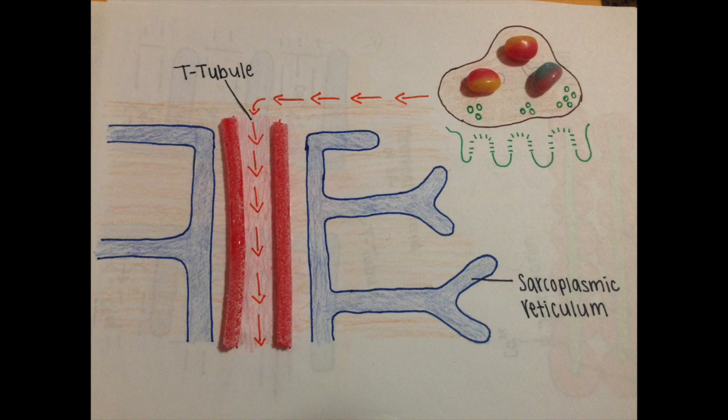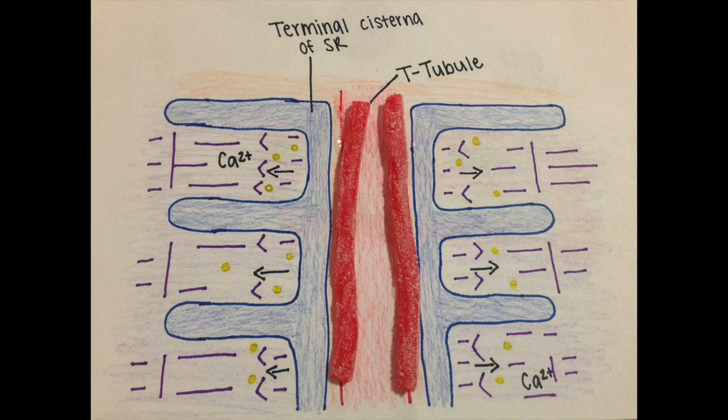As the action potential is occurring, it spreads over the sarcolemma and enters the T-tubule. The T-tubule is the red tube going down the middle in the picture. When it is going down the T-tubule, voltage-gated channels open in the T-tubules.